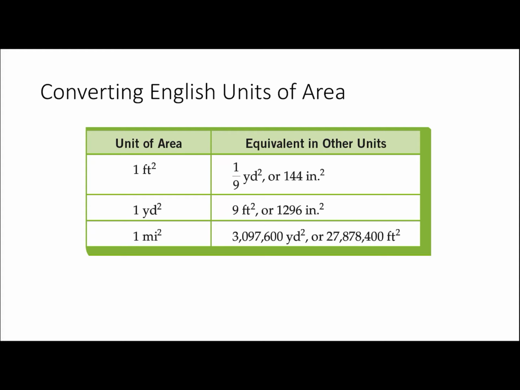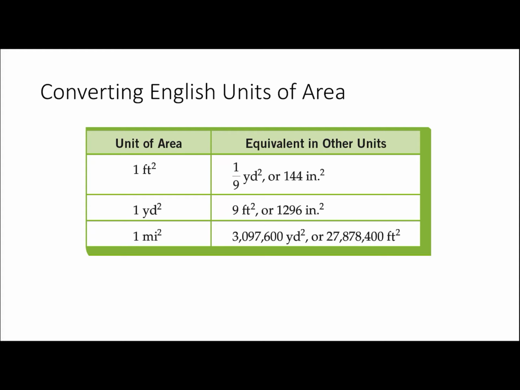And so when we talk about square footage, that is also equivalent to a ninth of a yard squared, because we know a foot is a third of a yard, right? So a third times a third is a ninth. We also know that a foot is 12 inches, and so if you convert it to inches squared, it's 144. 12 times 12 inches squared.